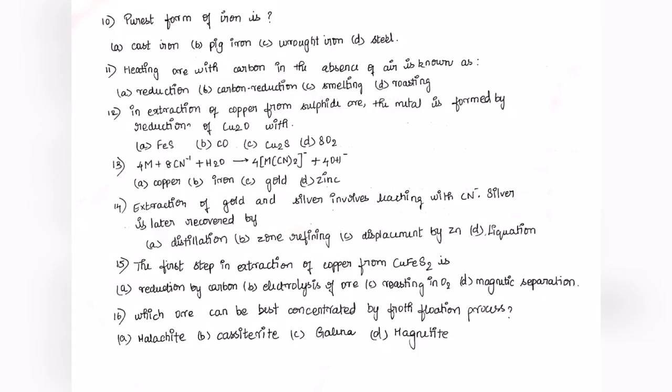Thirteenth question. 4M plus 8CN- plus H2O gives 4M(CN)2- plus 4OH-. Copper, iron, gold, zinc. Find the M. Fourteenth question. Extraction of gold and silver involves leaching with CN-. Silver is later recovered by distillation, zone refining, displacement by zinc, liquation.